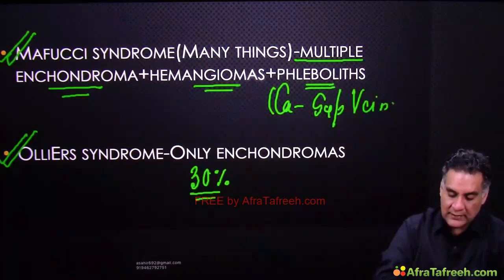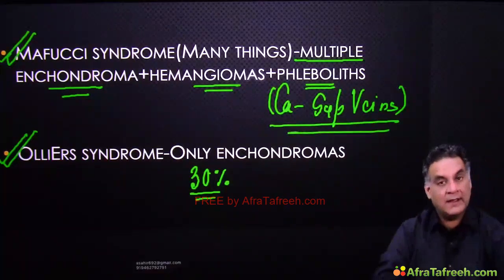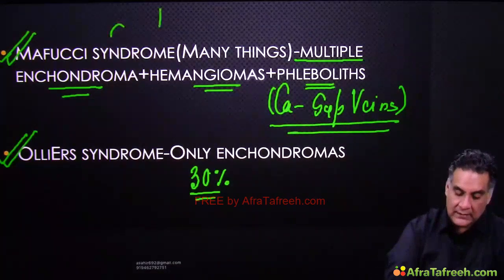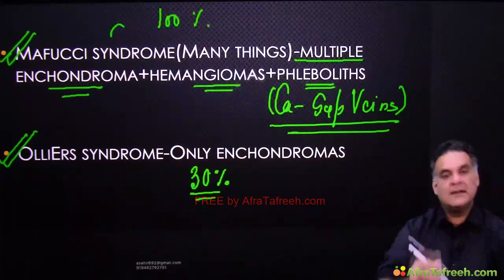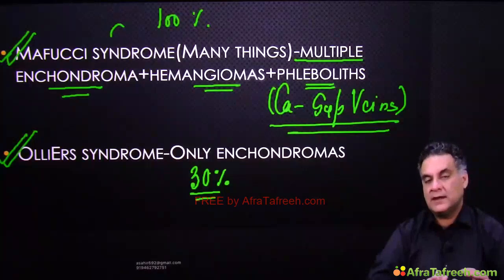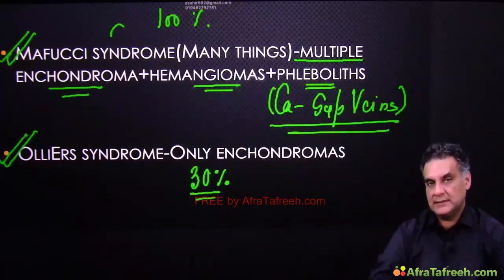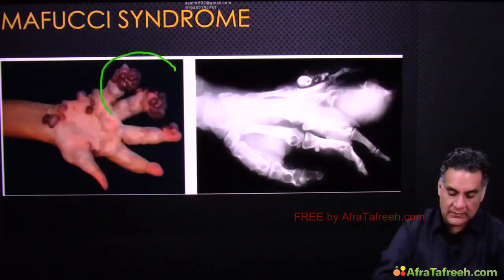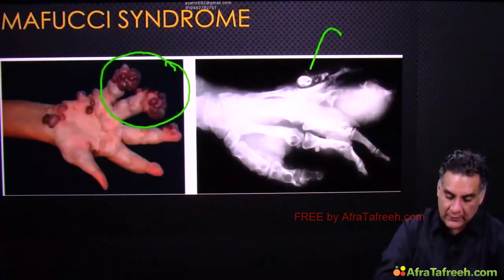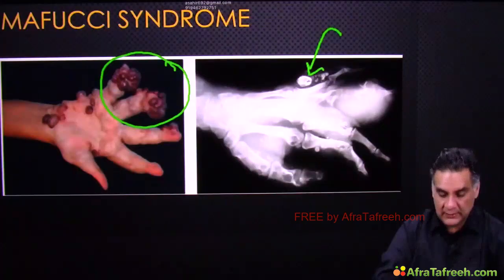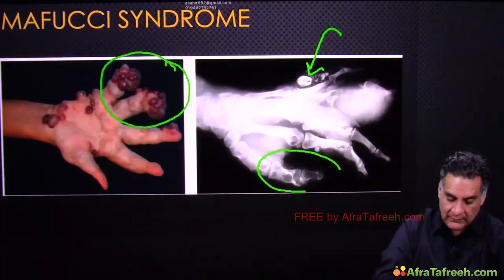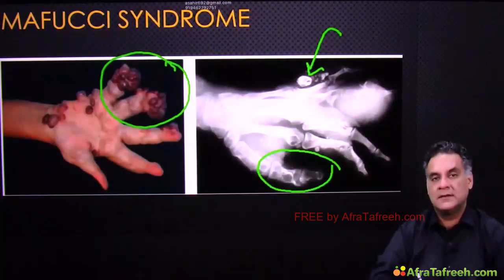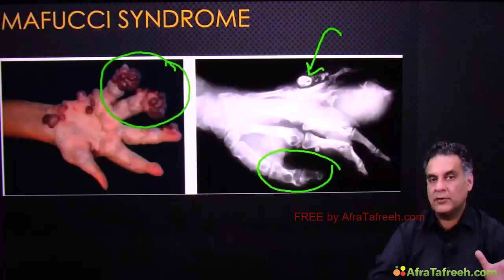I used a phrase here, malignant variety. Why? Because Maffucci is 100% pre-malignant. This is Maffucci. This image can come to you. Hemangiomas, calcified superficial veins, phleboliths, multiple lytic cavities or multiple enchondromas. M for Maffucci, M for many things. O for Ollier's, O for only enchondromas.